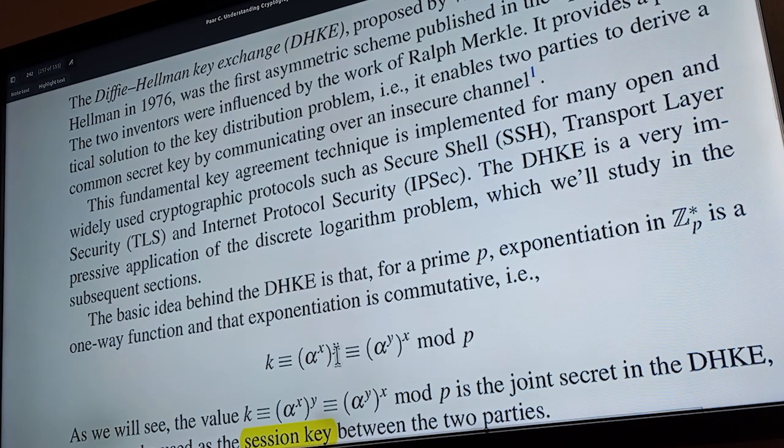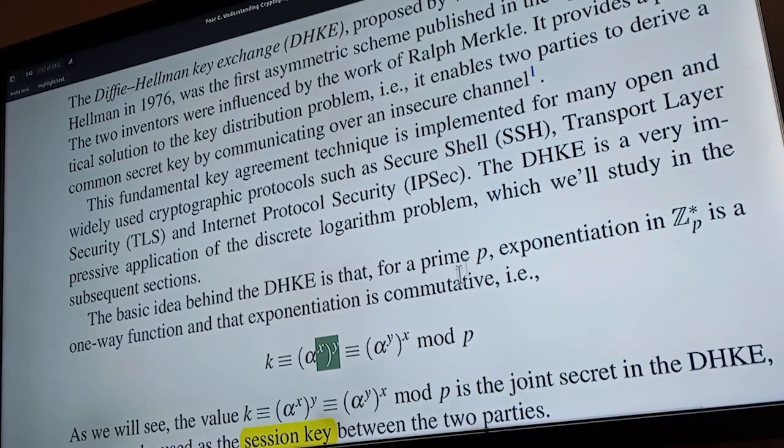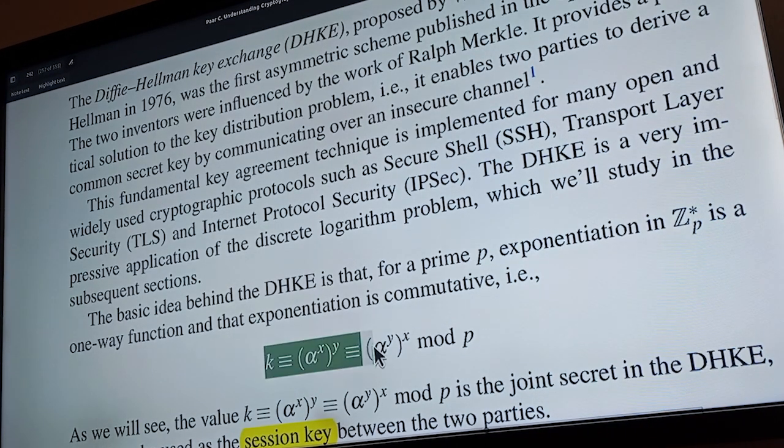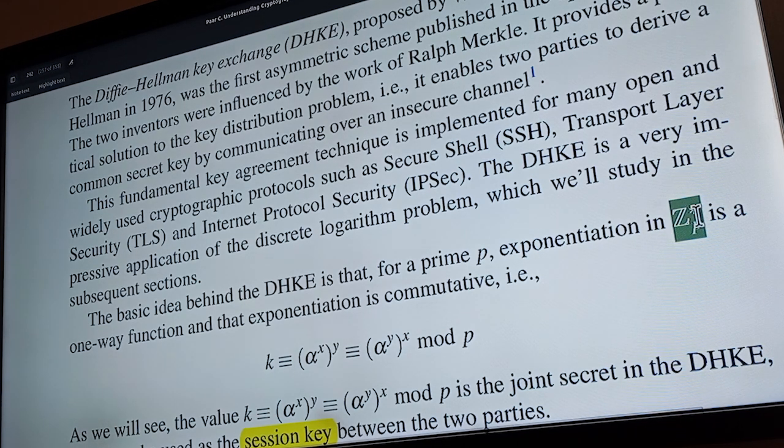is an arithmetic principle, where we have a plus b is equal to b plus a, and a times b is equal to b times a. But this was to be possible in exponentiation, not just in basic arithmetic. But before we dive into this, it's very important that we understand what this notation is. So this represents a multiplicative group of integers modulo p.